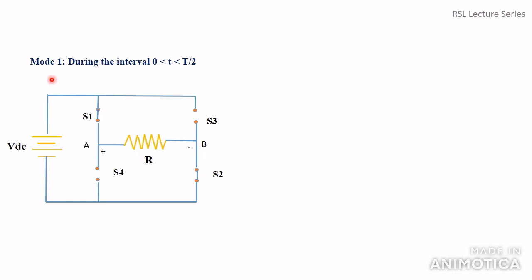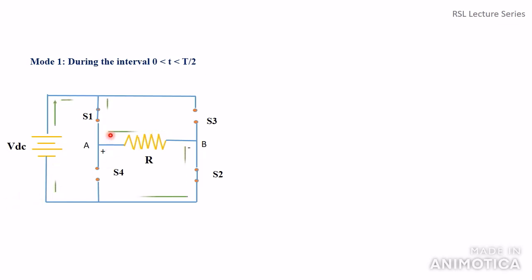So now we'll discuss mode 1 operation. Here we are going to consider the interval 0 to T by 2. During this interval, the switches S1 and S2 are turned on. Once these switches are turned on, the circuit gets closed and the current will start flowing. The current flows from VDC plus, through S1, through the load, through switch S2, and completes its path through VDC minus.